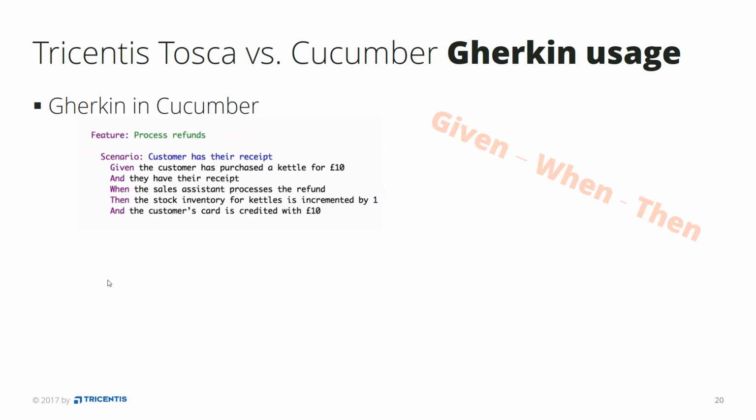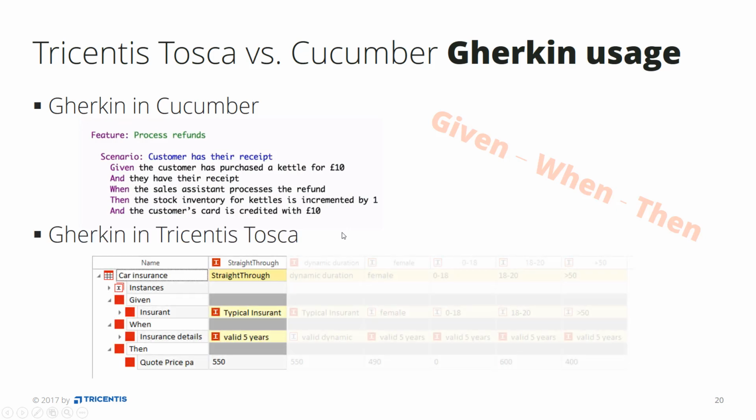Here is a Tricentis Tosca versus Cucumber Gherkin usage comparison. What you see here is Gherkin Cucumber. Many of you have already seen that we have the given-when-then. So, given the customer has purchased a kettle for £10 and they have the receipt, when the sales assistant processes the refund, then the stock inventory for kettle is incremented by 1 and the customer's card is credited by £10.